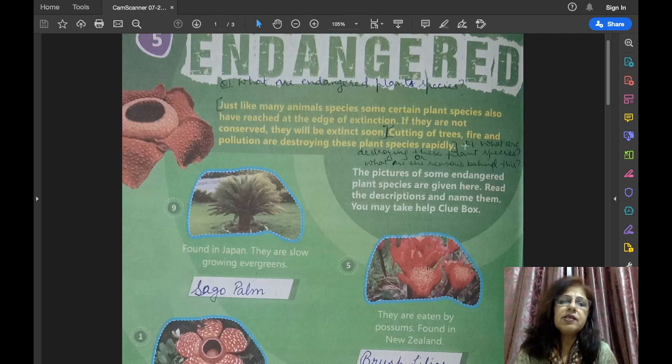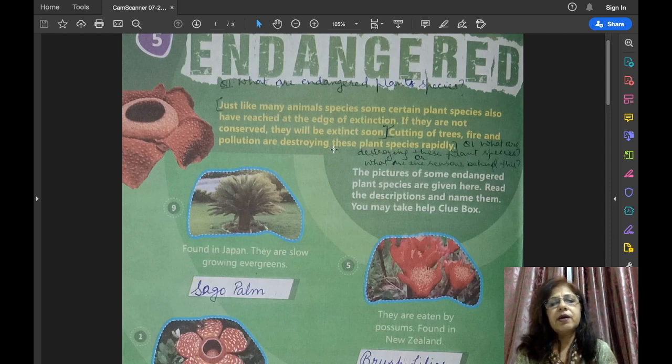Cutting of trees, fire and pollution are destroying these plant species rapidly. So what is the reason behind the extinction of such plant species? The reason behind this is cutting of trees, fire and pollution. So these are the three reasons that are responsible for the destruction of these plant species.